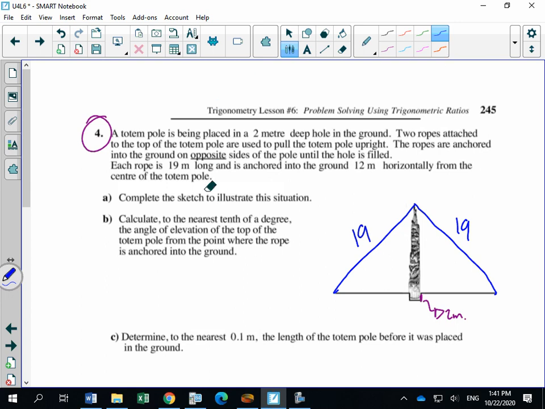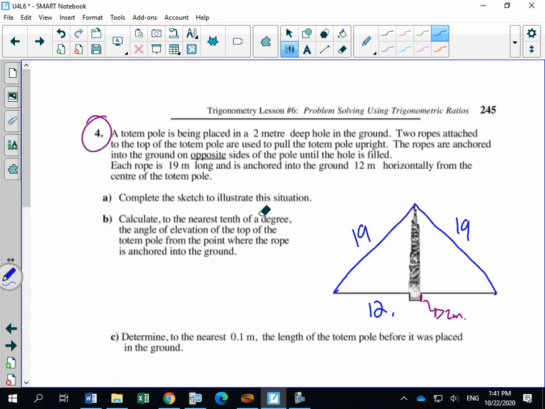Then the last piece of information it says is each rope is anchored into the ground 12 meters horizontally from the center of the totem pole. So from the center of the totem pole out, this would be 12 meters. Okay. So from here, what do they want us to do? Complete the sketch, which we just did.